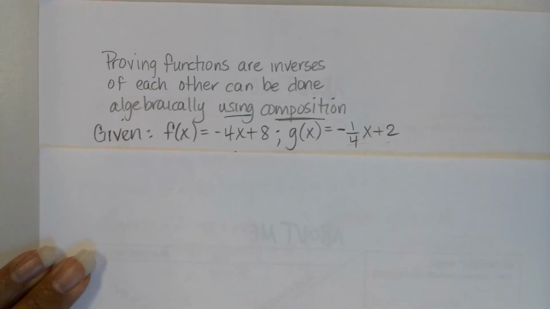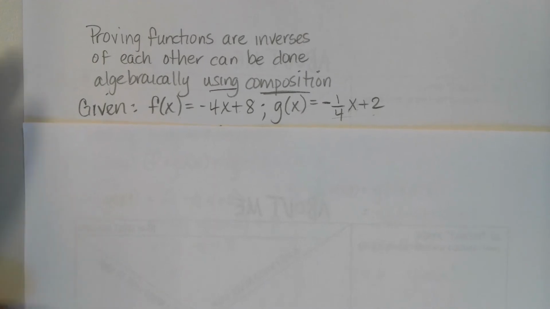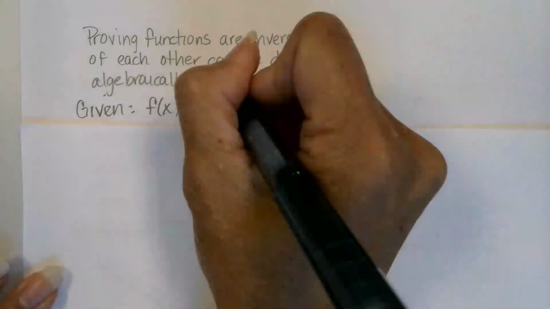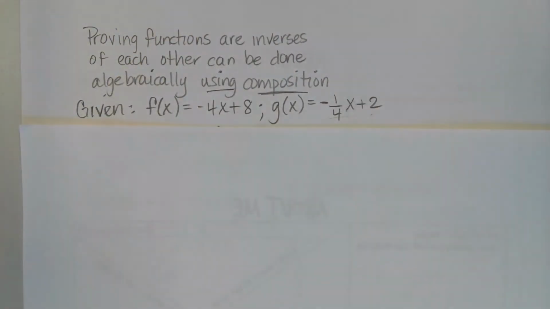First of all, I need you to copy down this. Sometimes we are able to prove functions are inverses of one another by doing the following. Proving functions are inverses of each other can be done algebraically using composition. So we're going to use a technique that we learned in 2.2 to help us prove that these two functions that I'm giving you, f of x equals negative 4x plus 8 and g of x equals negative 1/4 x plus 2, are truly inverses.